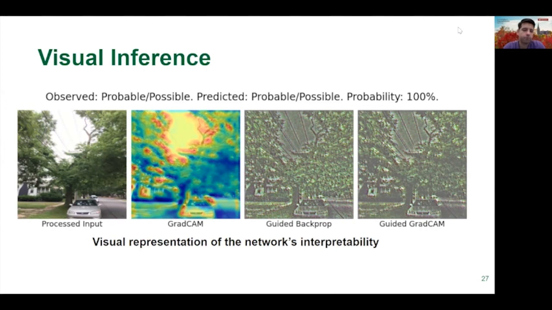The most relevant one in answering our research question is the GradCam, which stands for gradient weighted class activation mapping. It's the second one from the left. It essentially creates an overlay on the original processed input, and it highlights the regions of the image which are most relevant for the final prediction. As you can see, this was a correctly predicted image with a probability of 100%, and it's a very relevant tool for the visual representation of the network's interpretability. This is an ongoing effort, so we continue to make progress on this.